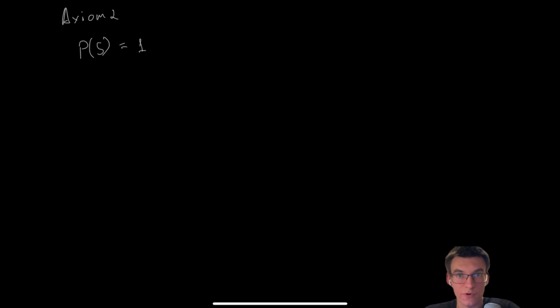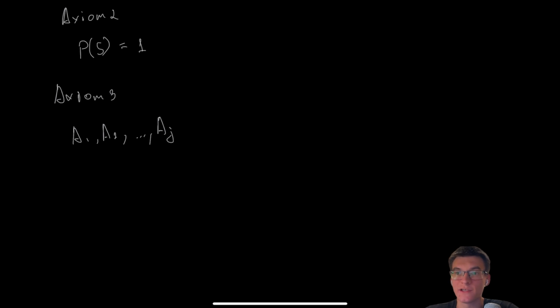And the axiom 3 is probably the most interesting one because it tells us how to handle multiple events that cannot happen at the same time. We call these events mutually exclusive. If we have events A1, A2, and so on, then in this case, the probability of any of them happening is just the sum of their individual probabilities.